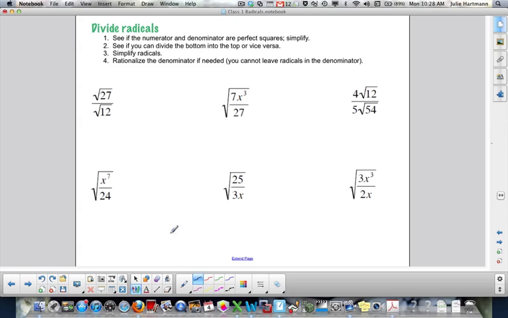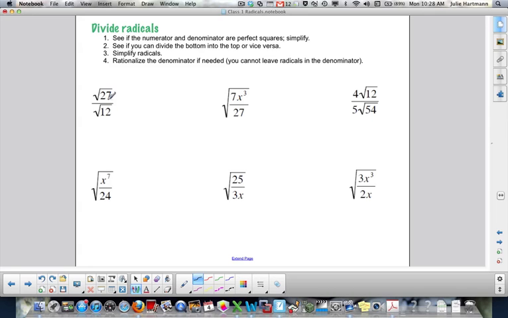Part 2 of Class 1, we are dividing radicals now. So, steps you can take: see if the numerator and denominator are perfect squares, and then simplify. See if you can divide the bottom into the top or vice versa, or simplify your radicals first, and then simplify your fraction, or rationalize. In the end, you need to rationalize your denominator if needed. Remember, you cannot leave radicals in the denominator.